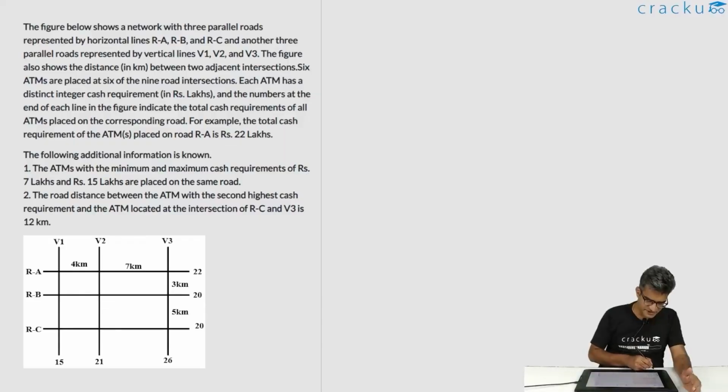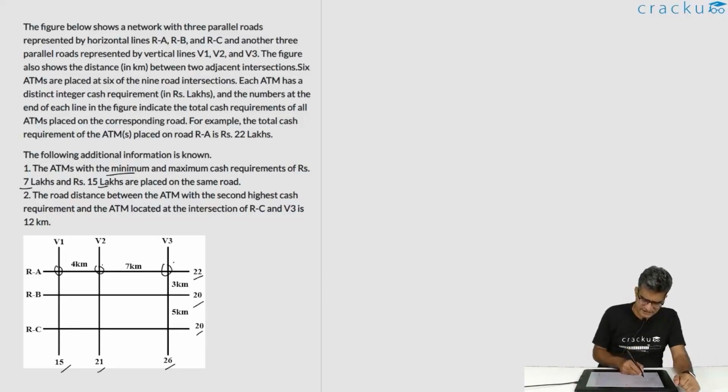The first information is that the ATMs with the minimum and maximum cash requirement, of 7 lakhs and 15 lakhs, are placed on the same road. Now clearly the sum of 7 plus 15 is 22. So both of them have to be placed on RA. That is the only straight line which is totaling up to 22. Because this is 22, this is 20, this is 20, this is 26, 21 and 15. So the possibility is that these 3, that is the intersection of RA and V1, RA and V2 and RA and V3, 2 of them have to be 7 and 15.